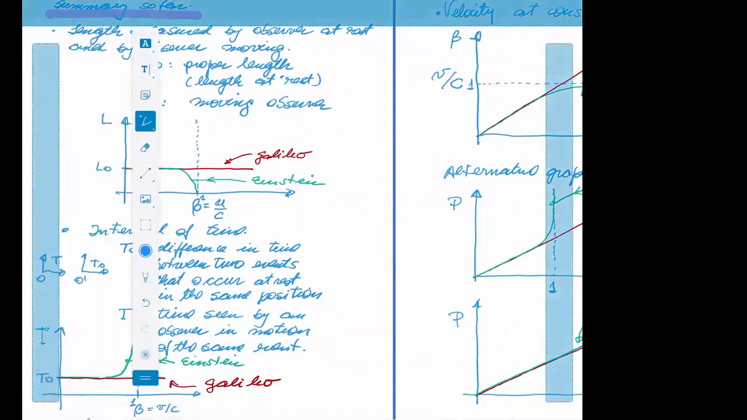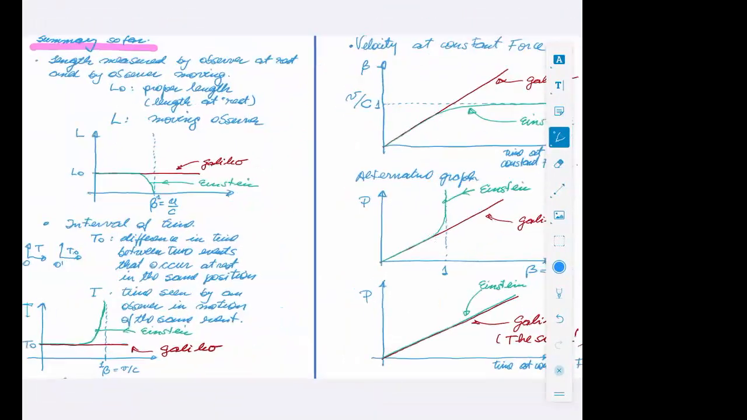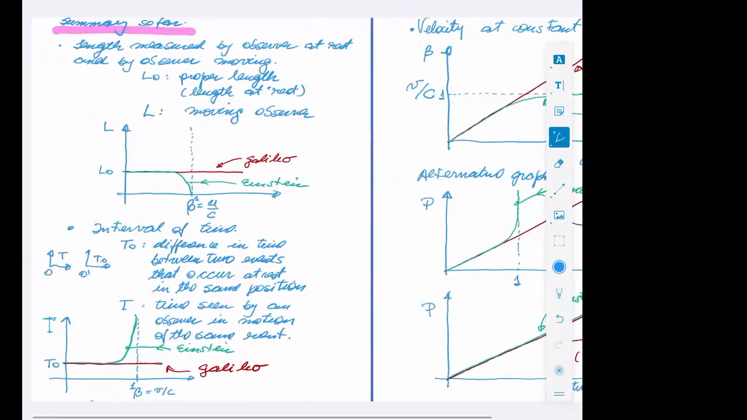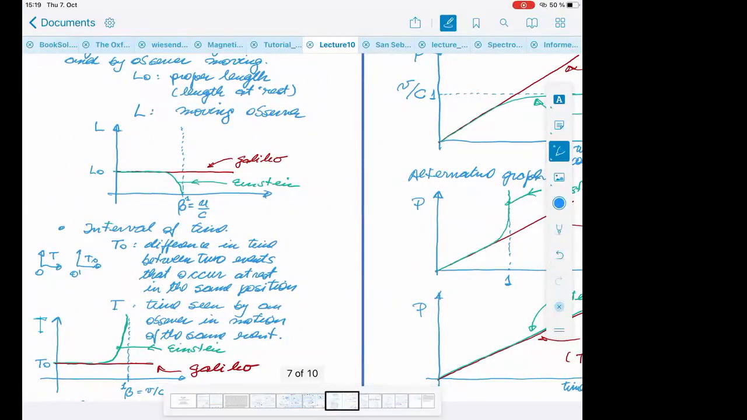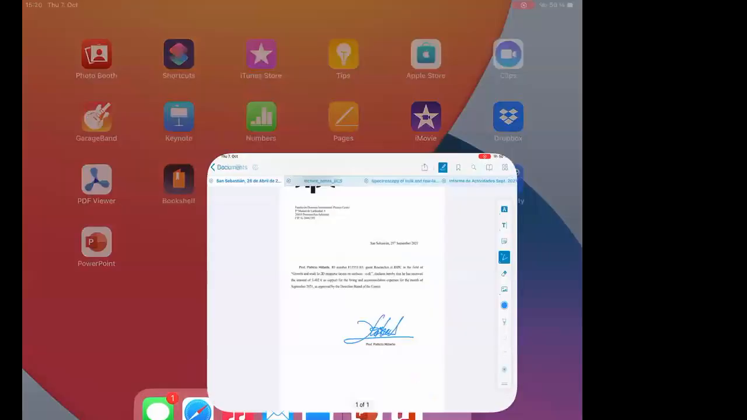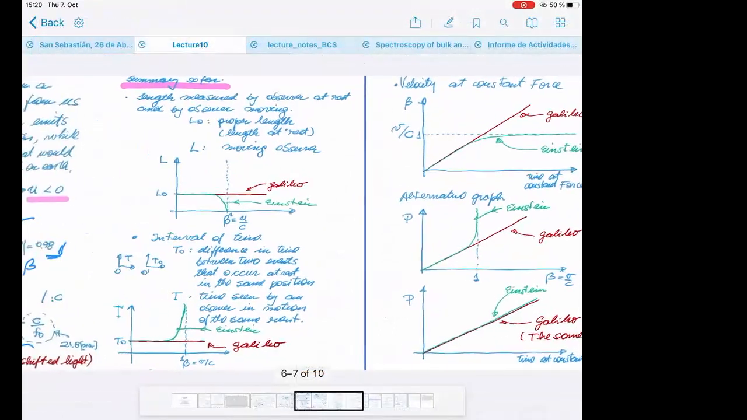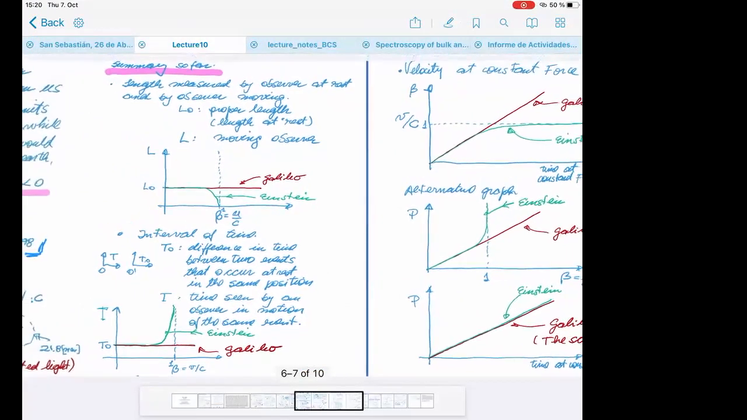Let me do some sort of summary so far of what we have seen. Why is this so? Okay, here we go. I don't want to see this. Oops, I didn't want to do that. I have to place it here. I cannot magnify it that much.